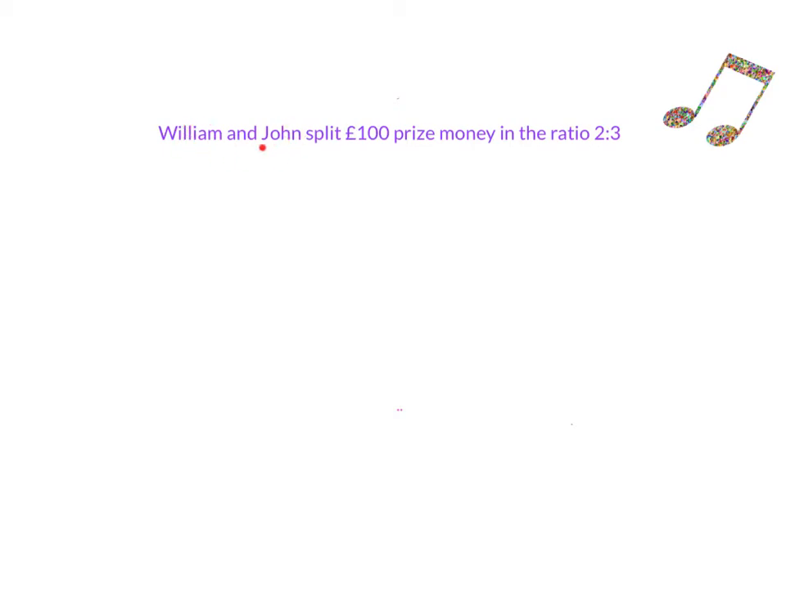William and John, because William's name's first, that means he's represented by the first number in the ratio. So he gets 2 parts for every 3 that John gets. So William has 2 shares and John has 3 shares. The first thing we need to do is understand that altogether there are 5 shares.